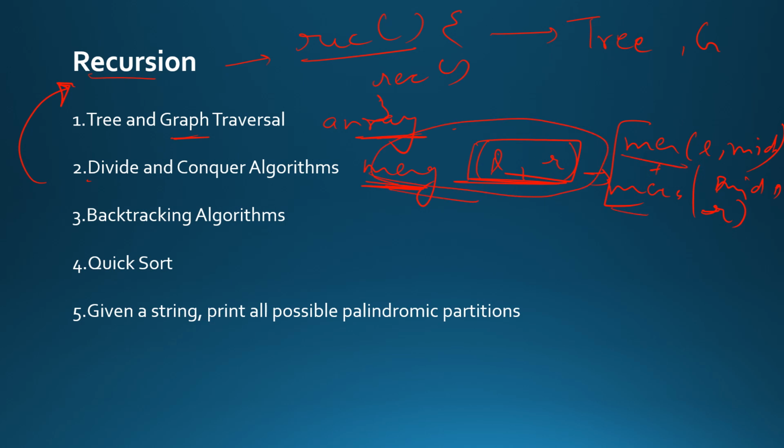So these two ranges mean this merge function is calling itself inside the merge L comma R function. Another is backtracking approaches. These are also recursion, but different from divide and conquer. Another is quicksort, and another is: given a string, print all possible palindromic partitions. This is again a type of backtracking algorithm, right?